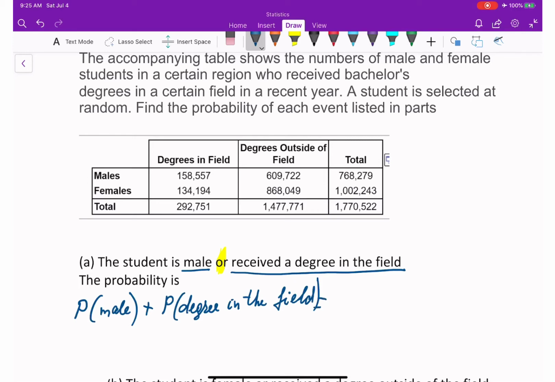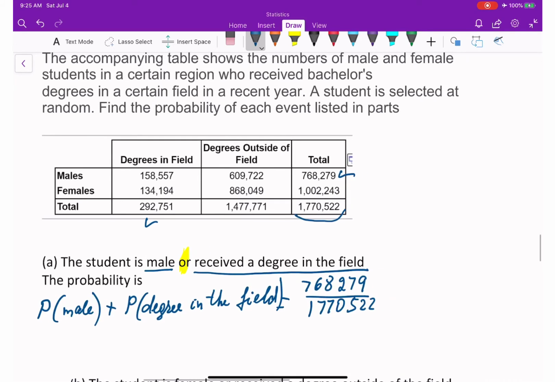So let's find out. Probability of male, it's going to be here, 768. And then received degree in the field. Where is it? Here it is. Received degree in the field, 292. So which is going to be 768,279 over how much is total? Here it is. 1770522. I don't even want to read it.